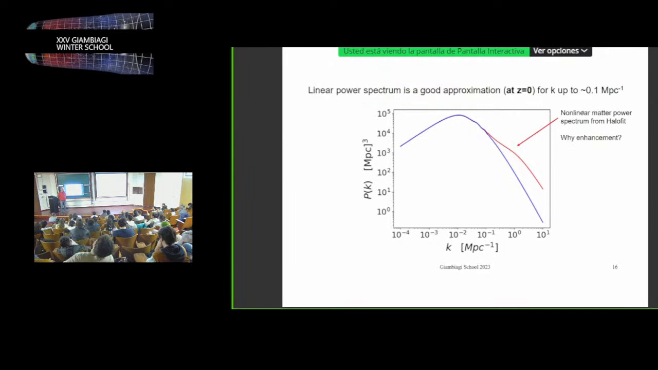Yes, so we have to make the translation between real space and redshift space. There are ways of doing that. There's something called redshift space distortions, but there are ways of doing this. So this is all theoretical, this is in real space. So who can answer why there's an enhancement?